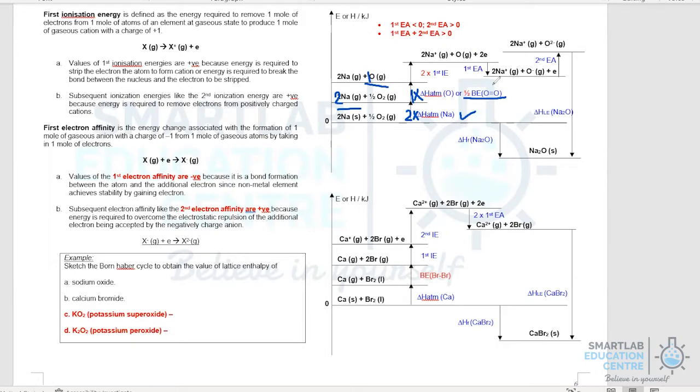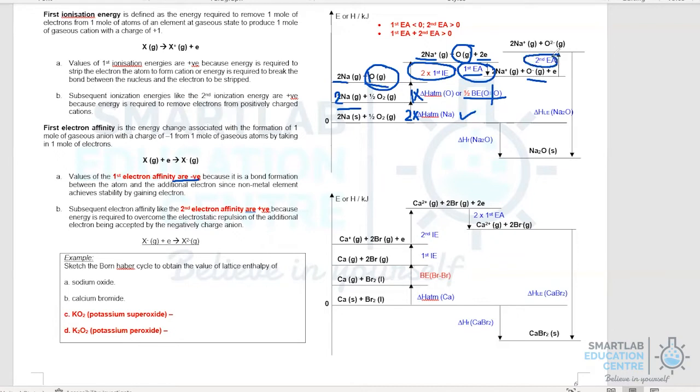The reason is because when you cleave a O double bond O, you ought to get 2 oxygen, but in this case, we only need 1 gaseous oxygen atom. Finally, for 2Na to become 2Na plus and 2e, we will have 2 times the first IE for sodium. And here we will have the first EA for oxygen, where oxygen accepts 1 mole of electron to form the O minus. So remember, when we actually discuss first EA of non-metals, they are essentially negative in value.